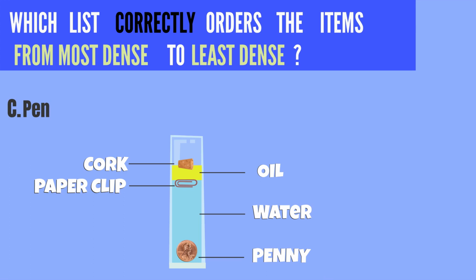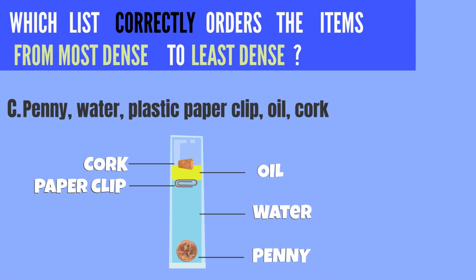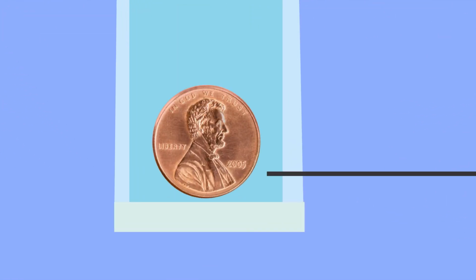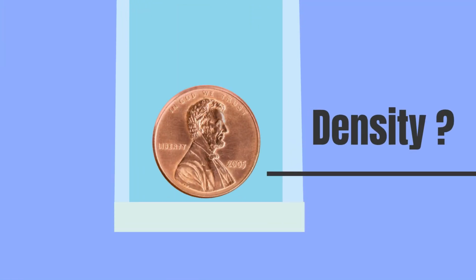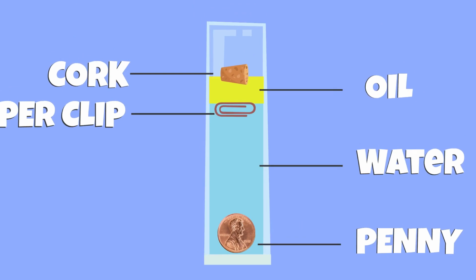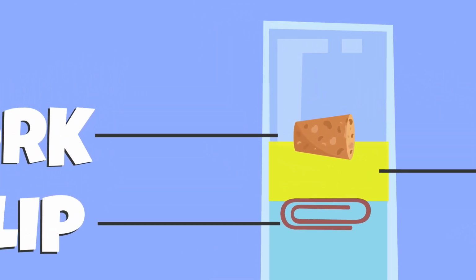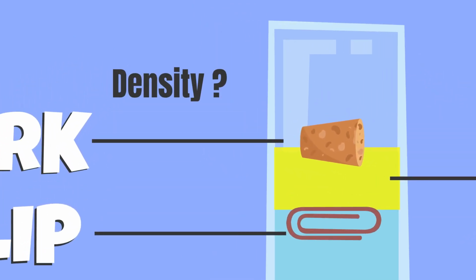Option C: penny, water, plastic paper clip, oil, cork. The penny sank to the bottom. What does that tell us about its density compared to other items? The cork floated to the top. What does that tell us about the density of the cork?